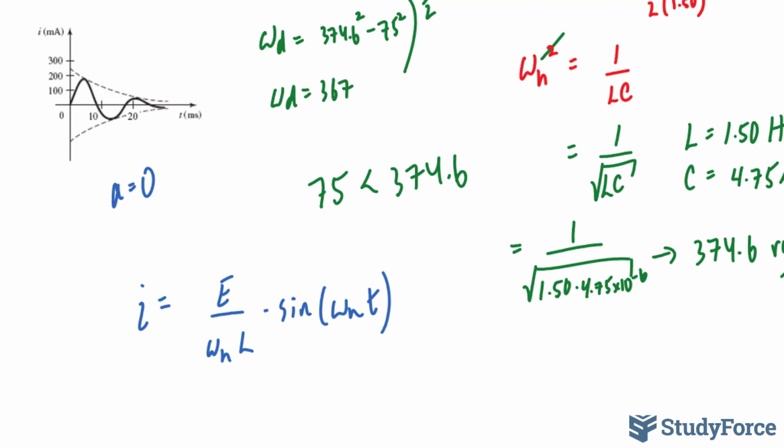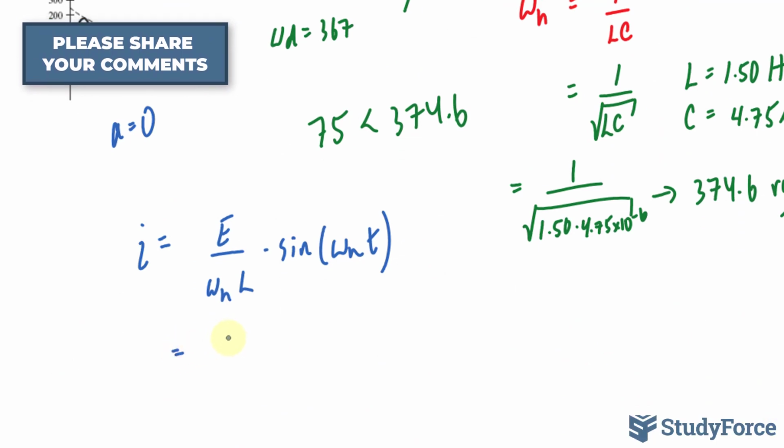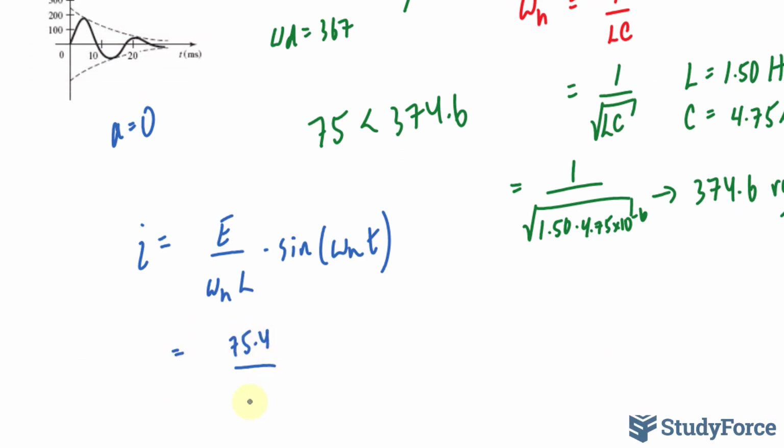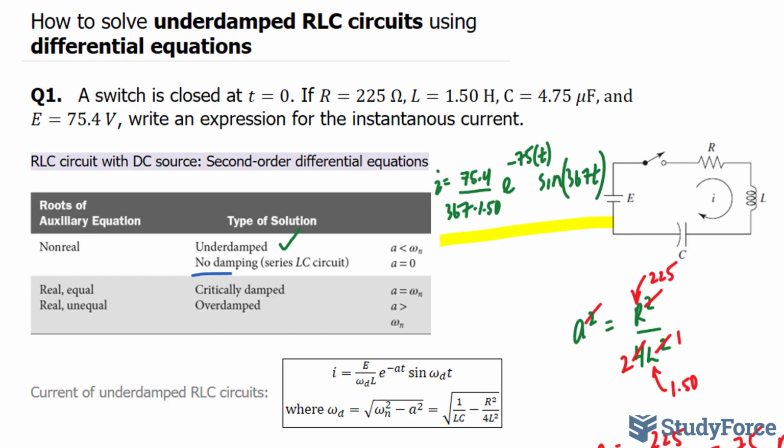So let's substitute the values that we have. Our E, once again, was 75.4. We have 75.4 over 374.6 times our inductance of 1.50. That's multiplied to sine of 374.6 times t. Multiplying this out on your calculator will give you 134 times sine 374.6 t. That right there represents the instantaneous current for an RLC circuit that has no damping.